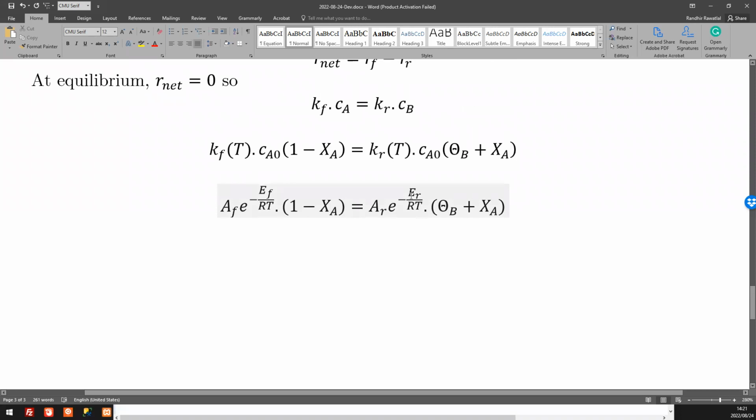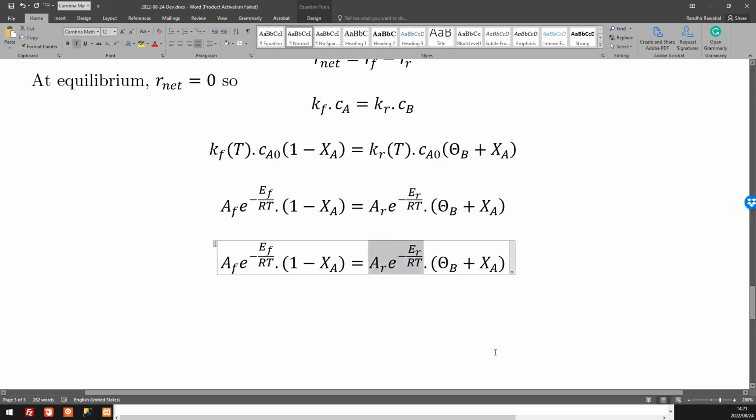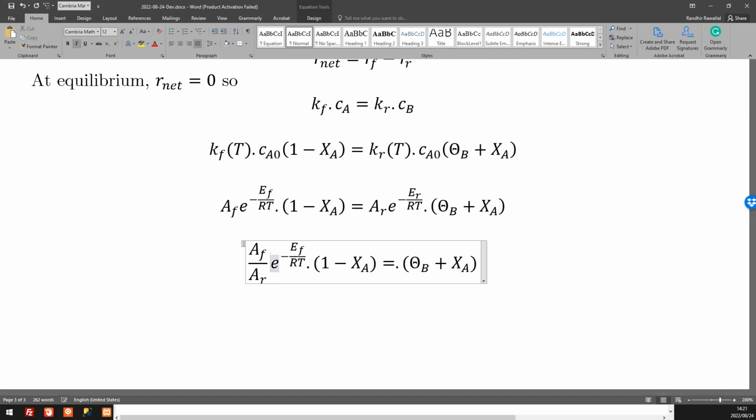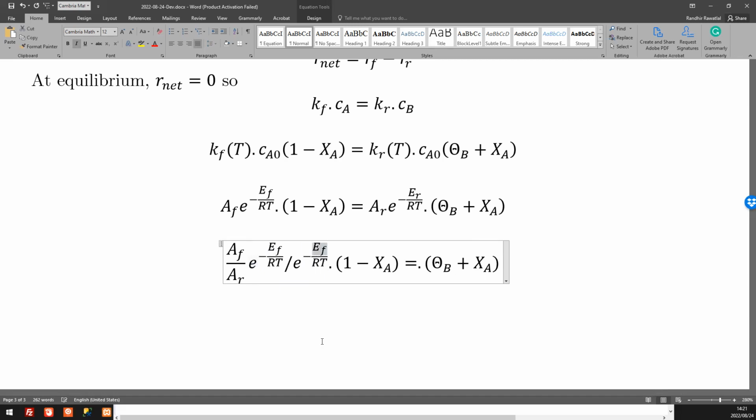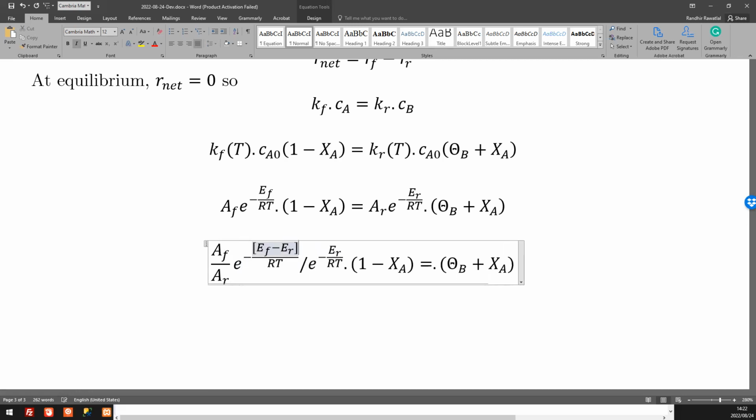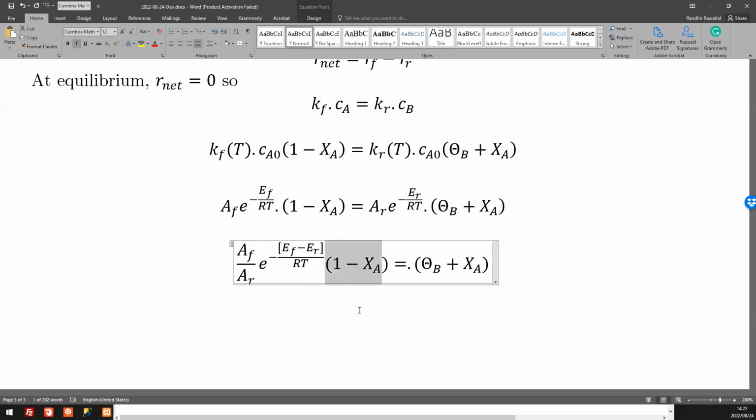And then what we can do is divide both sides by this whole thing. So we can write here, let's see, which way do we do this? I think that's the way we do it in the notes, but anyway. So let's divide all this on both sides. So we will have here AF over AR, and then when we divide by the exponential, that's the same as subtracting this from that. So what we can do here is rewrite this as EF minus ER, like that. And then also we may as well divide this out.